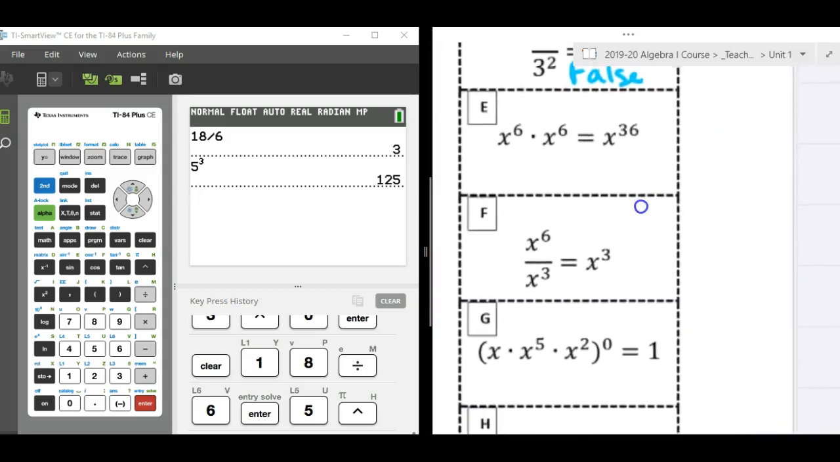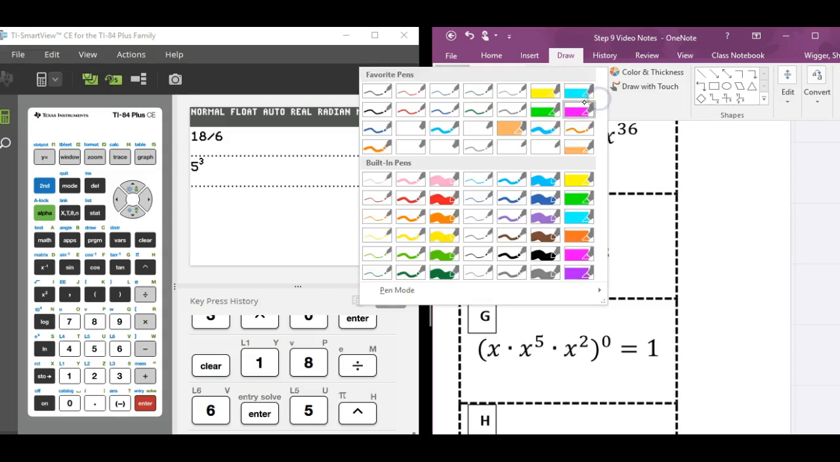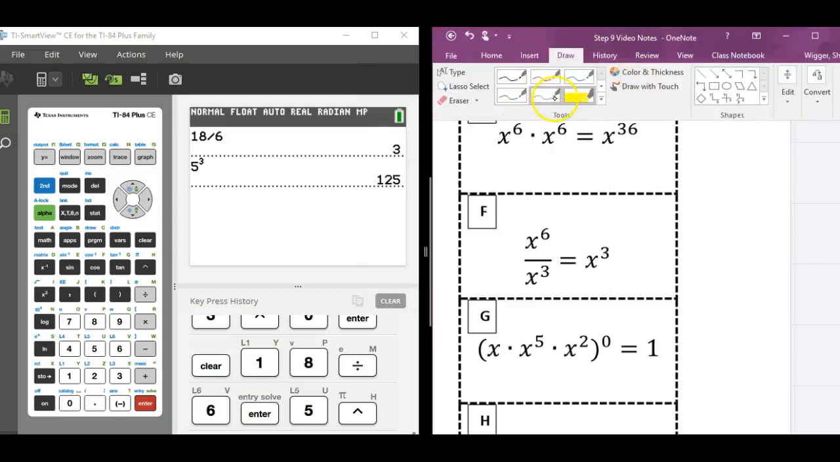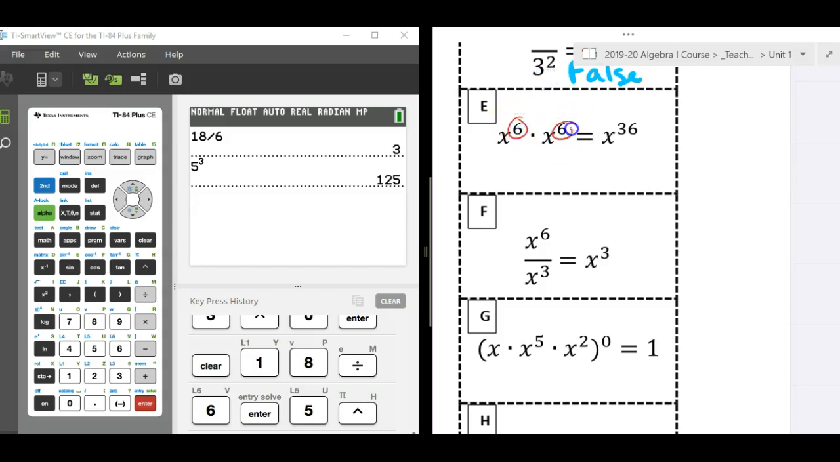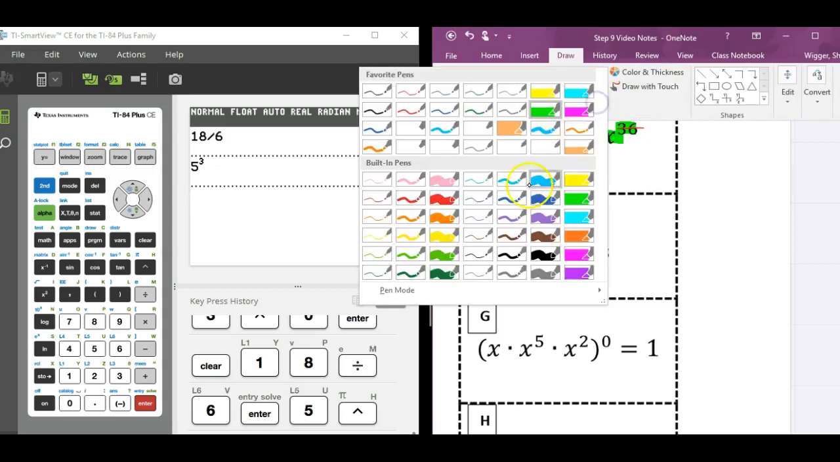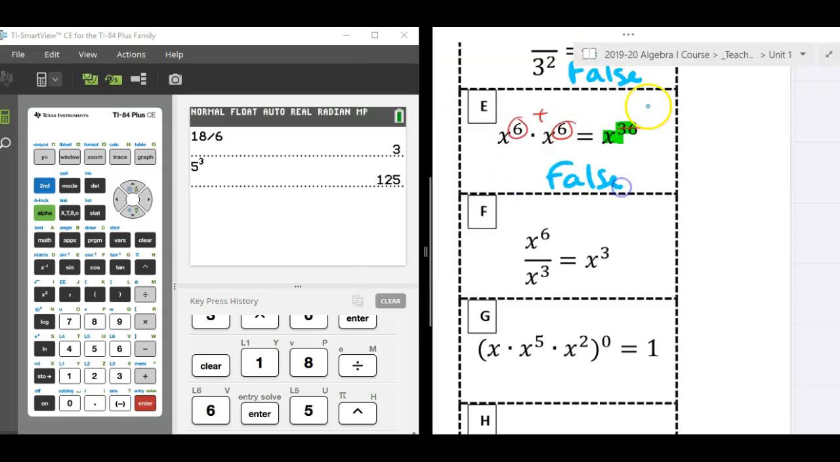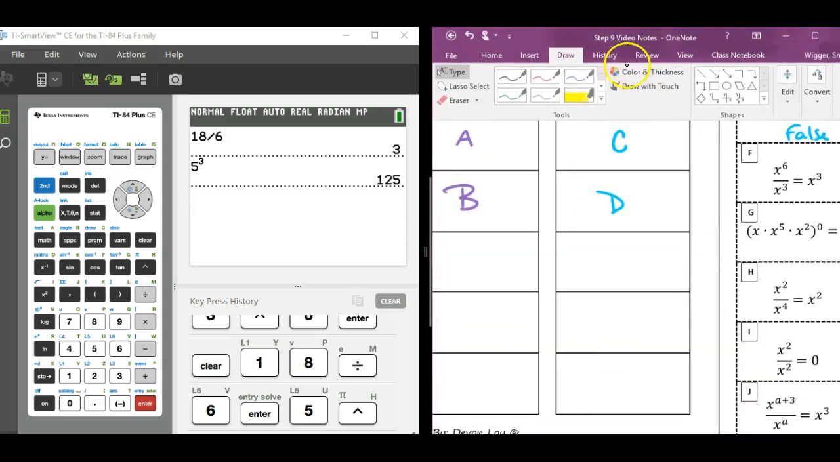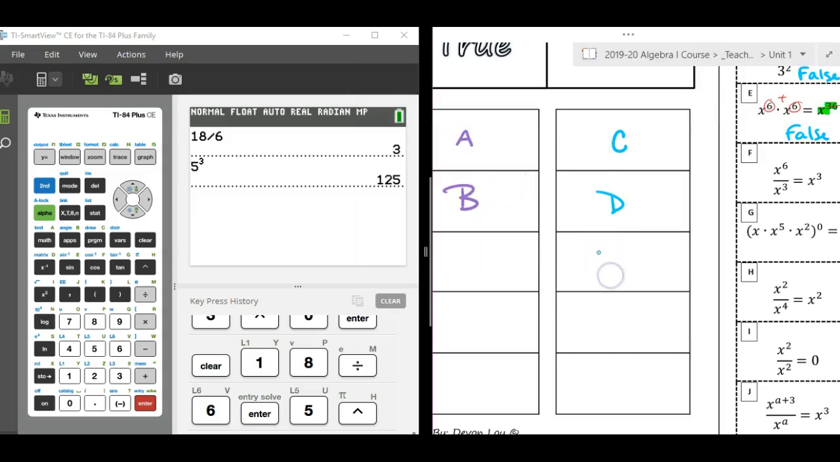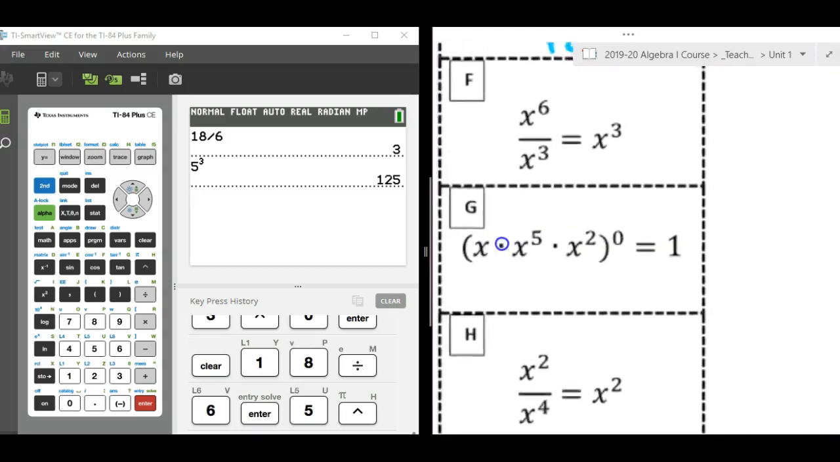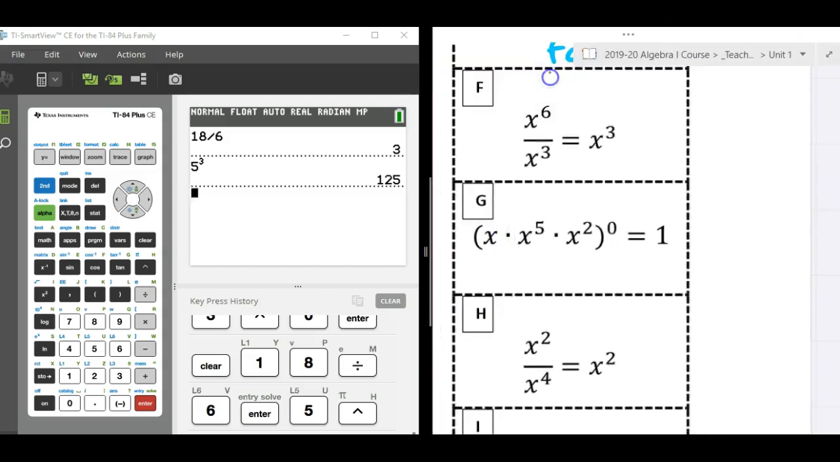E. Multiplication product rule. We are going to add the exponents. 6 plus 6 is not 36. 6 plus 6 is 12. Quotient rule. 6 minus 3 is 3.